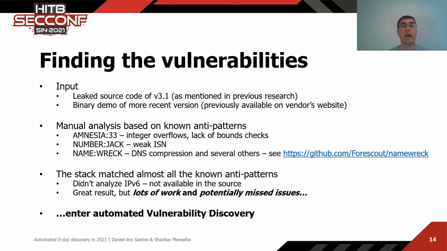And we started with manual analysis based on the known anti-patterns from the previous research. In Amnesia 33, we looked at integer overflows, lack of bounds checks, and so on. In Numberjack, we looked at the weak TCP ISN, and in NameRack, we looked at DNS compression and several other types of anti-patterns. And basically all of those were found in this new stack and found manually. We did not analyze IPv6, which is also an anti-pattern that we had previously seen. This was a great result, but it was lots of work and potentially missed issues.